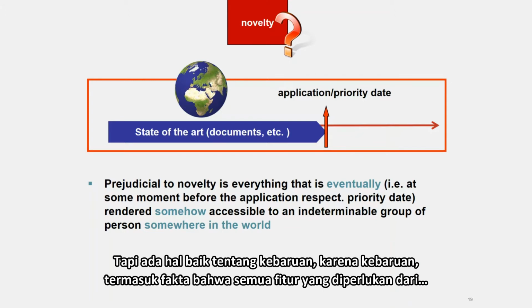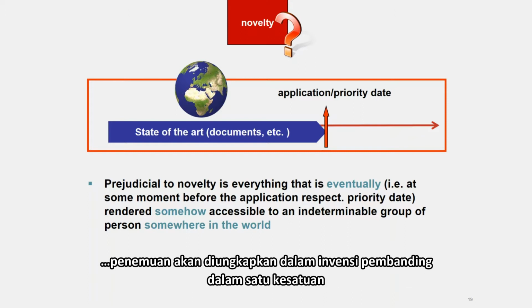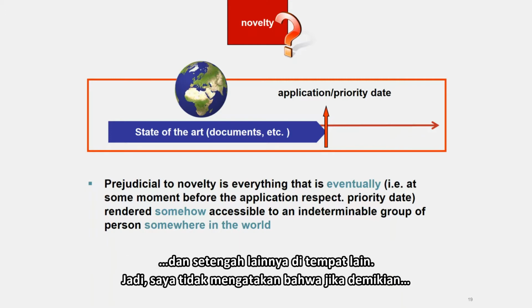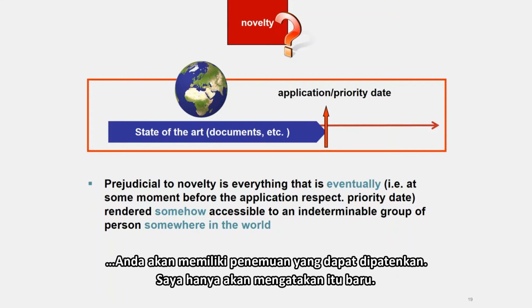But there is a good thing about novelty, because novelty includes, in fact, that all the necessary features of the invention shall be disclosed in the state of the art in one piece. So it is not enough, at least not for the novelty, to have half of the disclosure somewhere and another half in another place. So I don't say that if it is like so, you will have a patentable invention. I would just say that it is new.